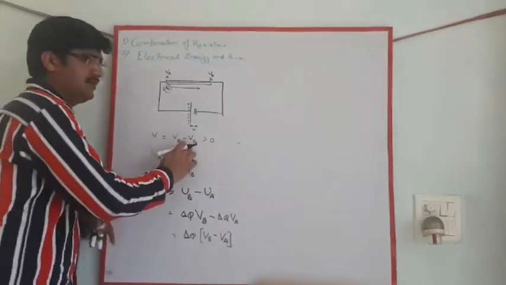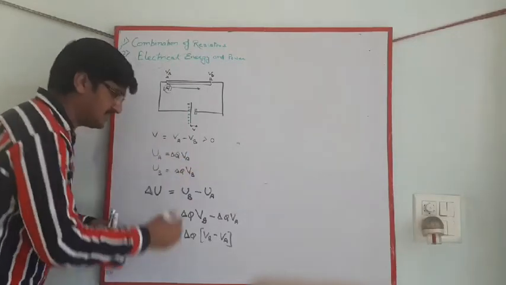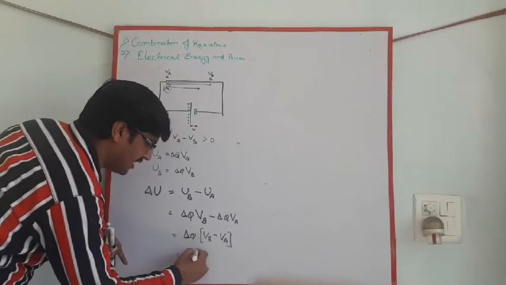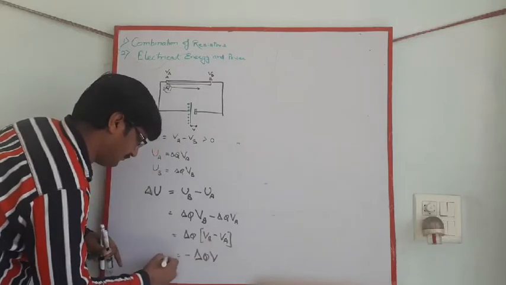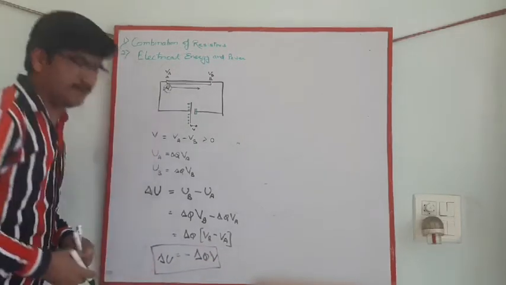VA minus VB was greater than 0, so VB minus VA will be less than 0. That means it will be negative, so it will be minus delta Q and V. This will be the change in potential energy.